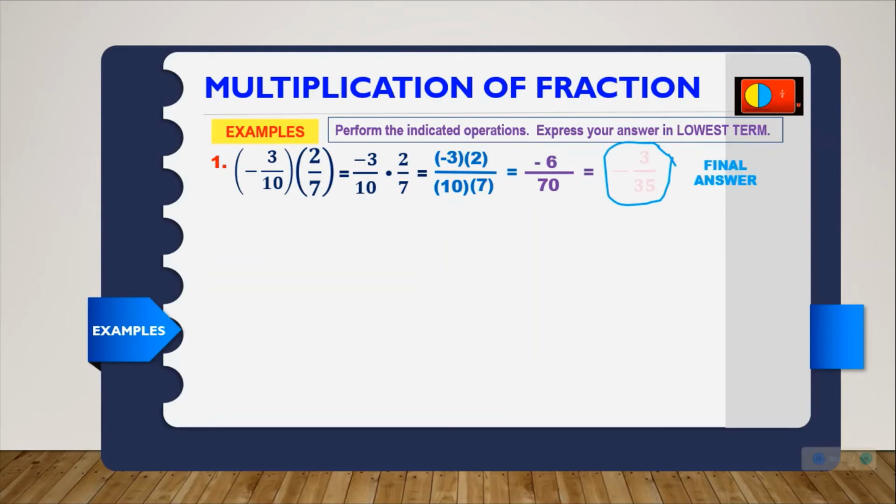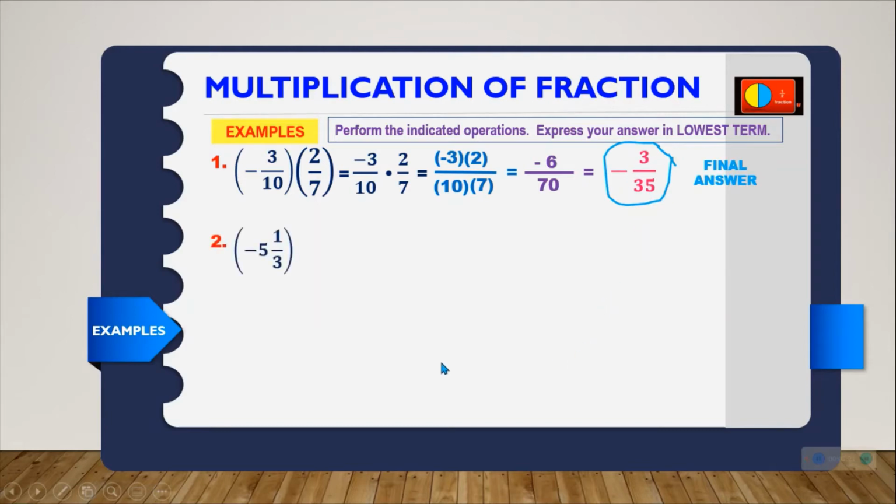So, how do we get the lowest term? So, the answer is negative 3/35. So, 2 yung common nilang dalawa. So, negative 6 divided by 2 is negative 3. And then 70 divided by 2 is 35. So, this is the final answer.